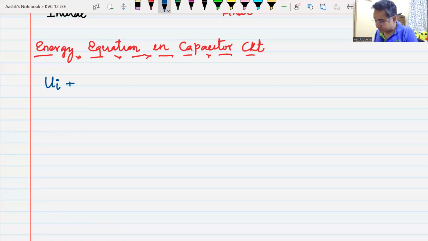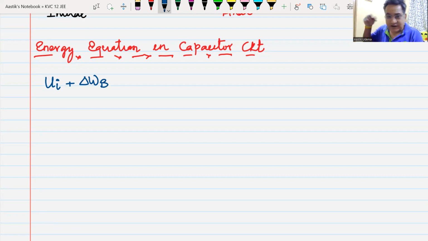Plus, in a circuit, you have some capacitors, and they might have some energy. Now there might be a battery connected. So then we write plus work done by the battery. The battery might be doing some work. Plus there might be some external forces acting on the system, so plus work done by the external forces.